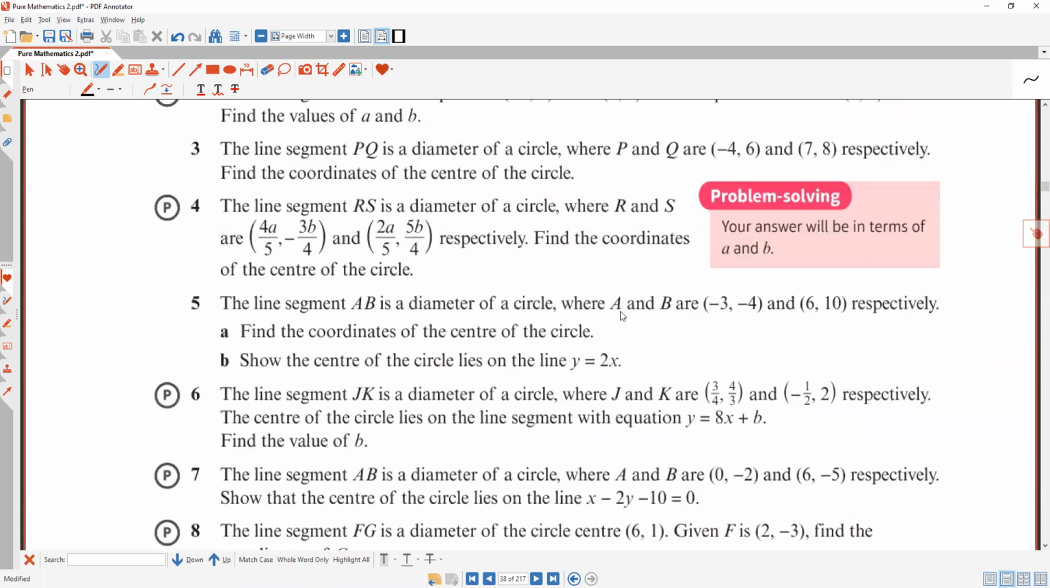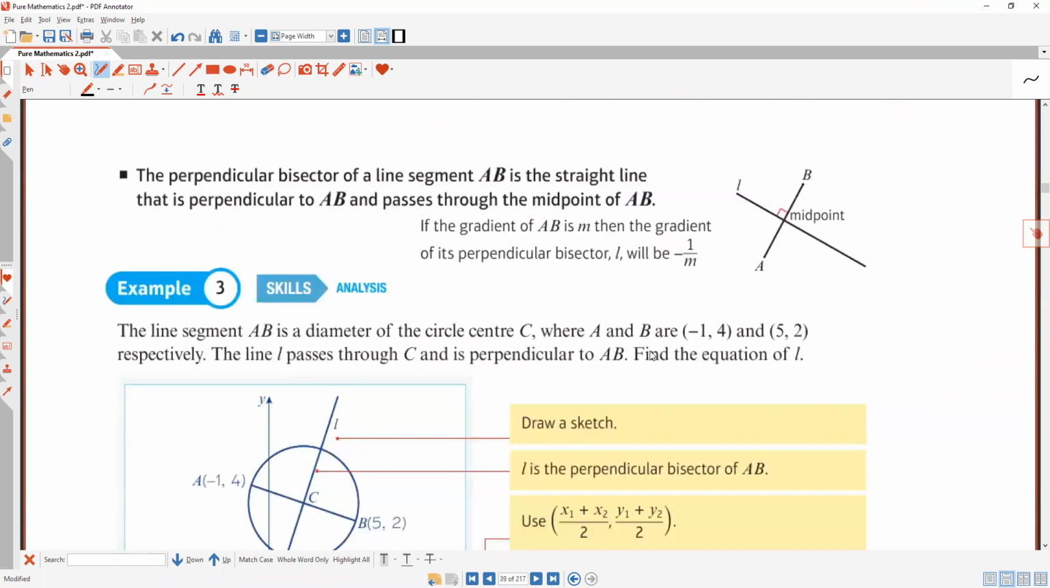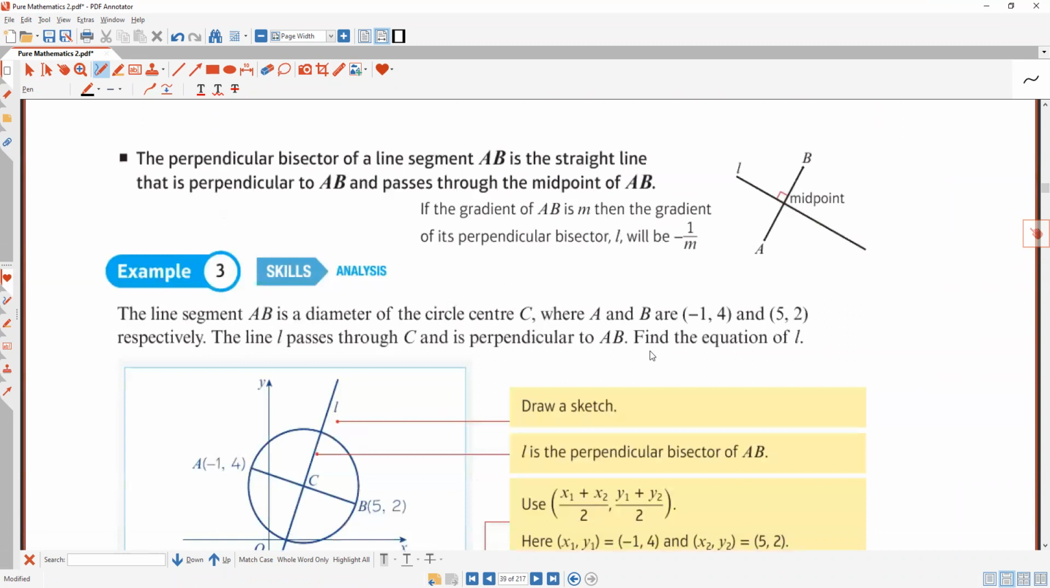Okay, now let's go to the next question. Let's talk about the midpoint concept: the perpendicular bisector. What is the meaning of perpendicular bisector? Let me teach you this new concept.